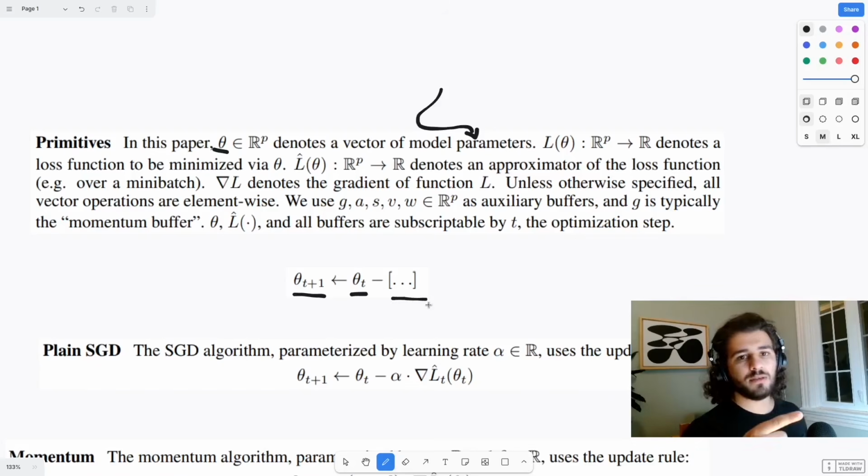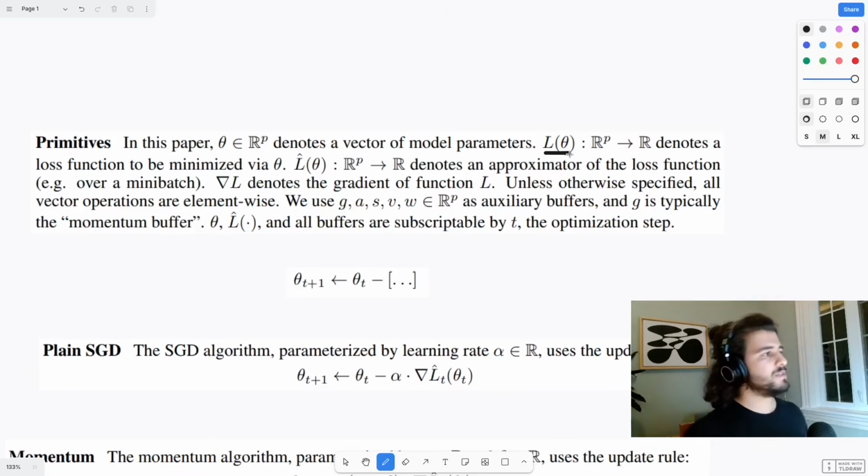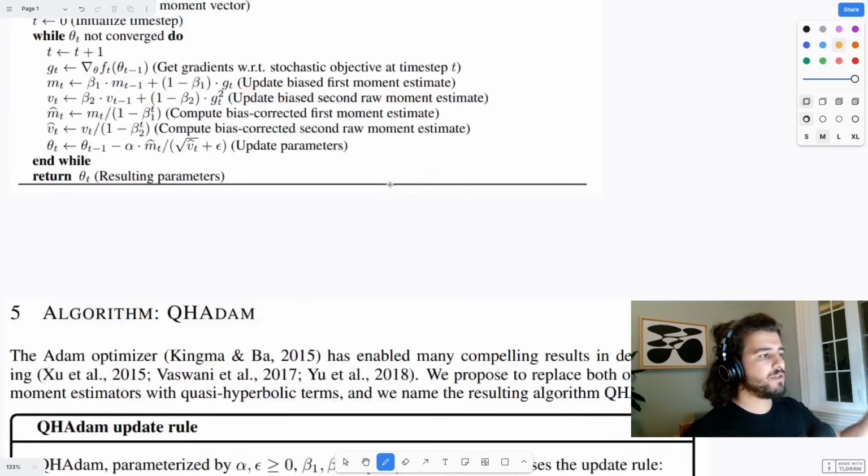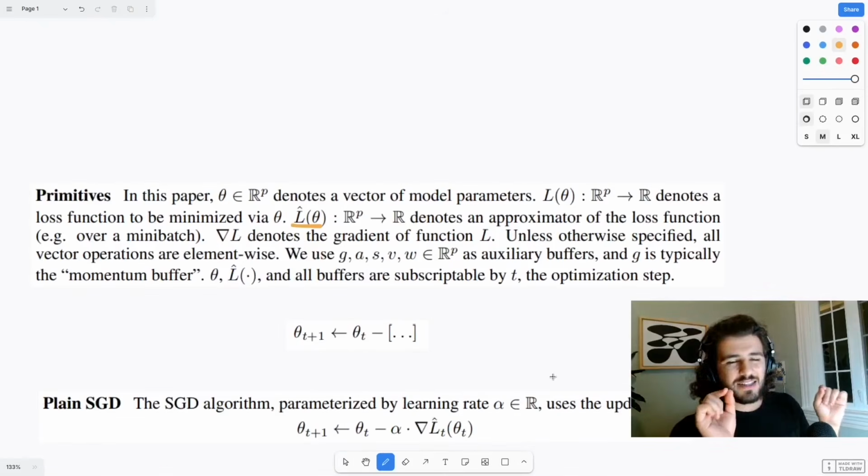So now we know what theta is. Then we have the L of theta. And what this means is that it's just a loss function to be minimized via the parameters that we have. So the L in everything that we're going to see, we should say in our head loss function. Then we have L hat, because if you see all of them, they have a little hat on them. There's never L alone. And this is the little thing that will confuse you.